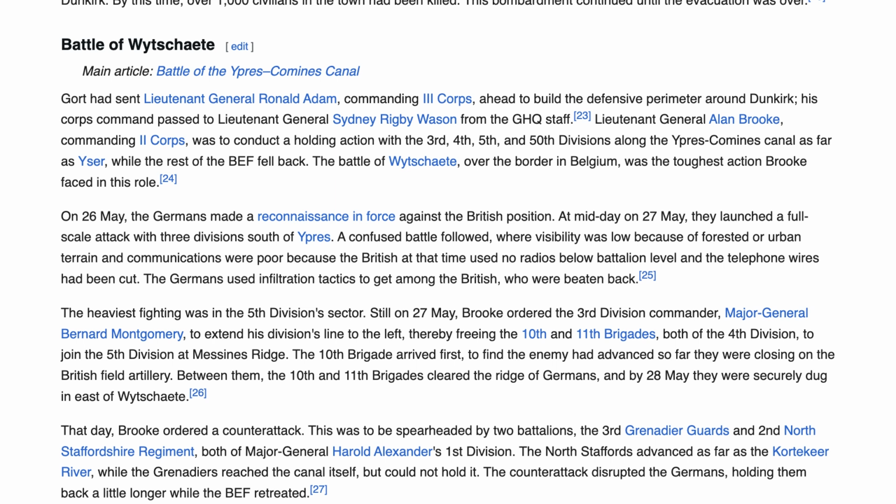That day, Brooke ordered a counterattack. This was to be spearheaded by 2 battalions, the 3rd Grenadier Guards and 2nd North Staffordshire Regiment, both of Major General Harold Alexander's 1st Division. The North Staffords advanced as far as the Kortekeer River, while the Grenadiers reached the canal itself, but could not hold it. The counterattack disrupted the Germans, holding them back a little longer while the BEF retreated.